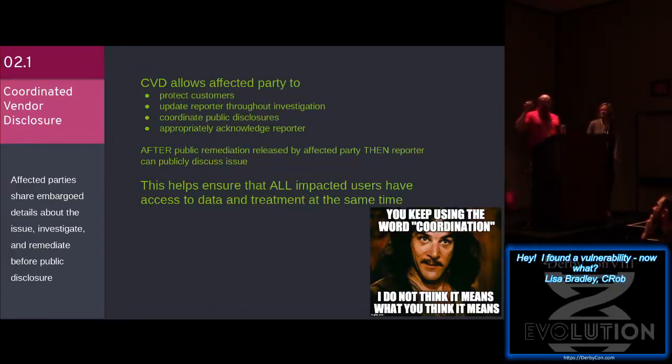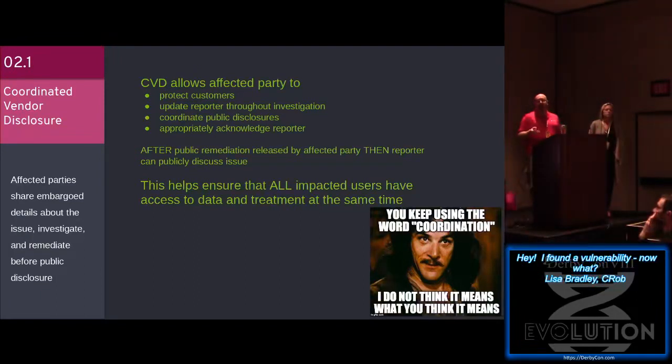Now, most modern organizations and vendors participate in a practice called coordinated vendor disclosure. It's a set of rules that, if you come to me and we understand that your issue affects multiple companies or products, we're going to try to work behind the scenes to get those other vendors to participate in the solution.